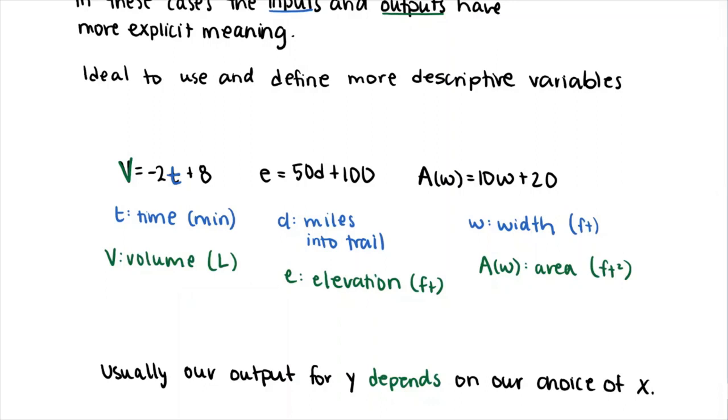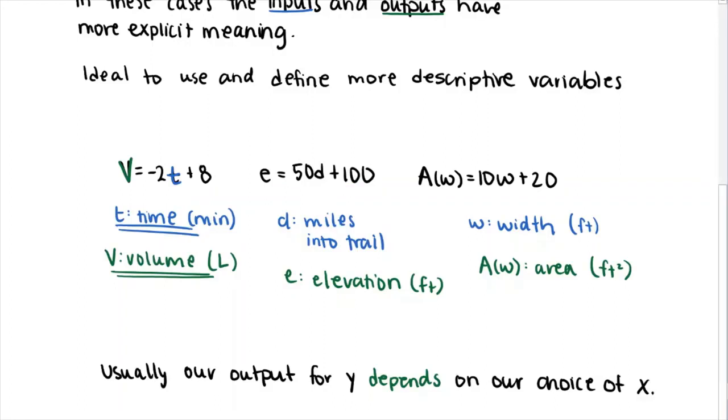But maybe in this equation, I might be obtaining the volume of the liquid in some tank at some time t given in minutes. Or I might be dealing with an equation right beside the one I just described. E is equal to 50d plus 100, where maybe d is telling me some sort of distance in miles into some trail, and what I'm getting out is an elevation in feet. So, when we're talking about these real-world applied problems, we might be using variables that have a little bit more meaning. But again, there's going to be a lot of the same structure.